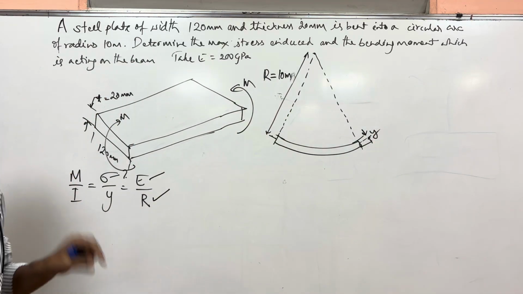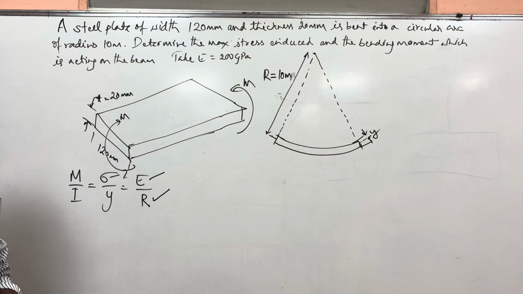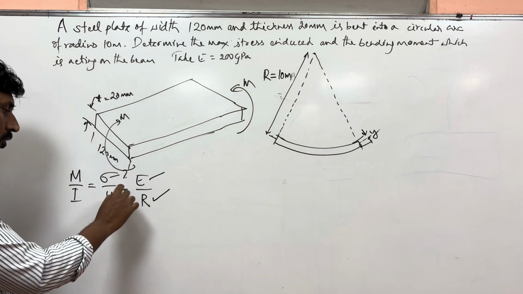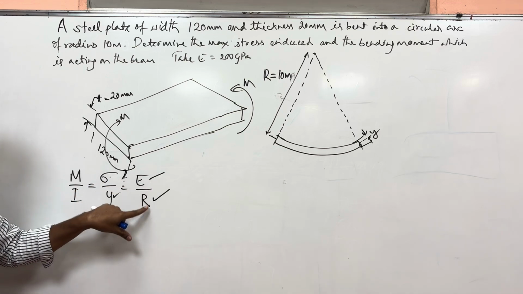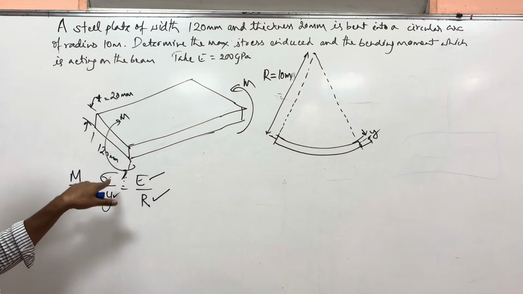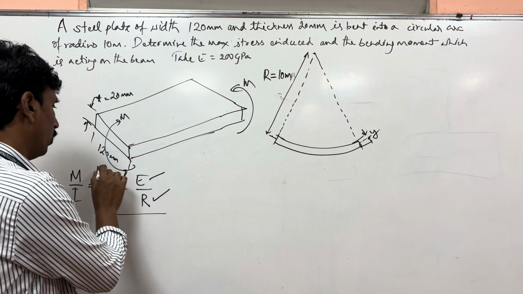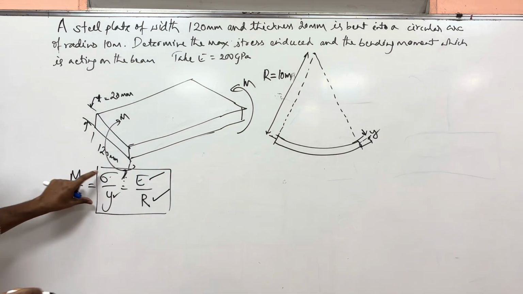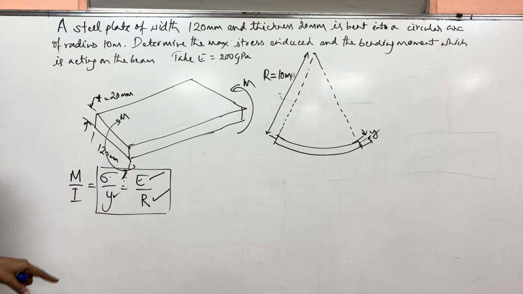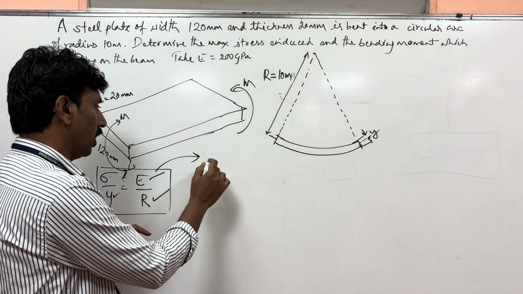If you know the thickness, then we can find out y, which is equal to d by 2. So therefore y is also known. In this, only sigma is not known; E is known, R is known, y is known. So we can use this part of the equation now to find the stress. Then we can use this formula to find M. So let us find out these values now.